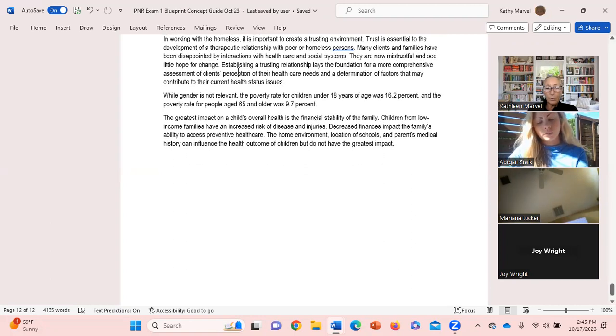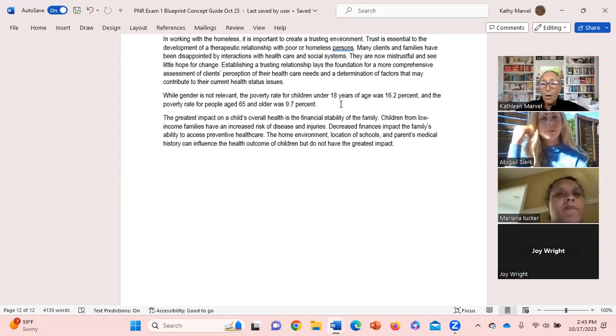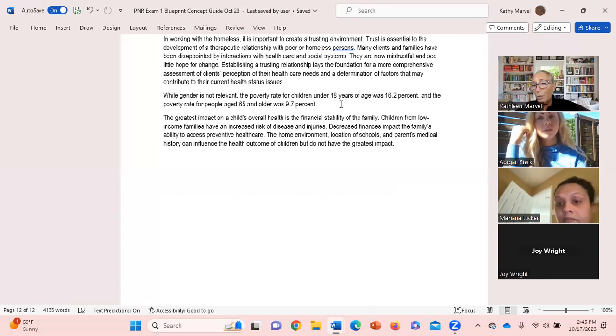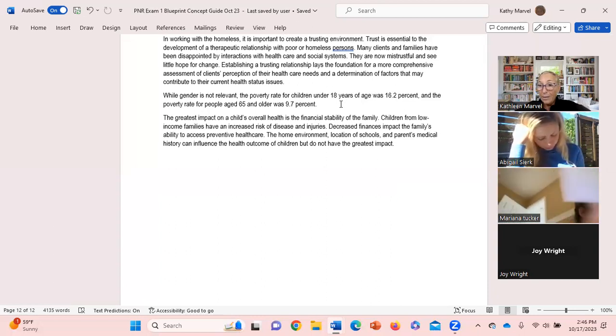Genders are not relevant. The poverty rate for children under 18 was 16.2%, and the poverty rate for people over 65 was almost 10%. So that's important to remember. Kids under 18 are much more at risk of living in poverty than the elderly. Not that the elderly are not at risk, but they're less at risk than the kids.